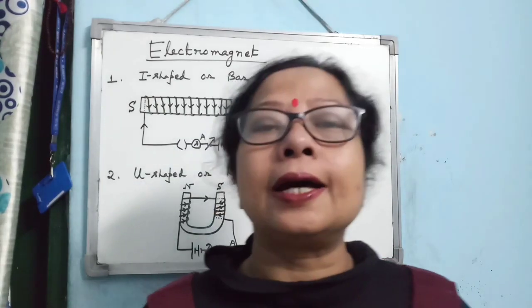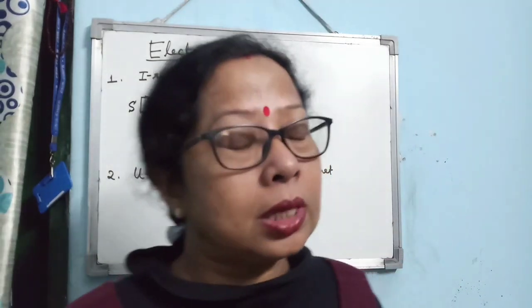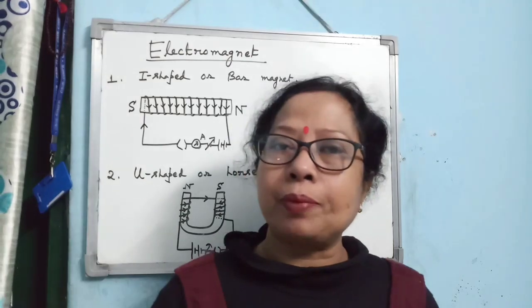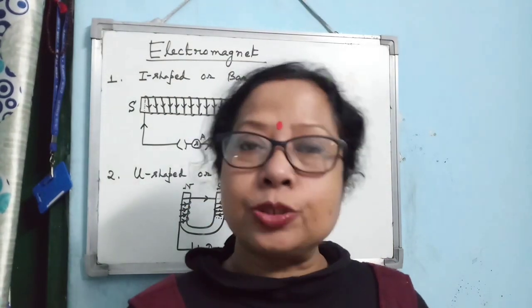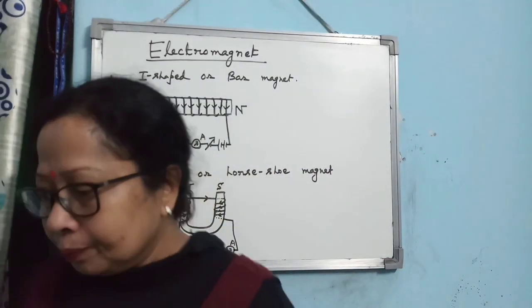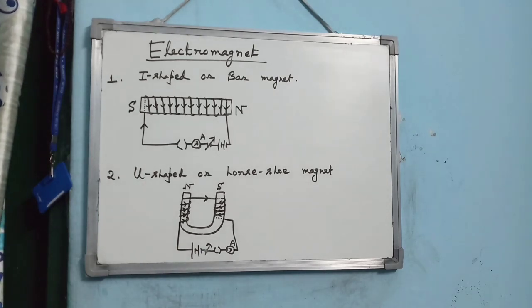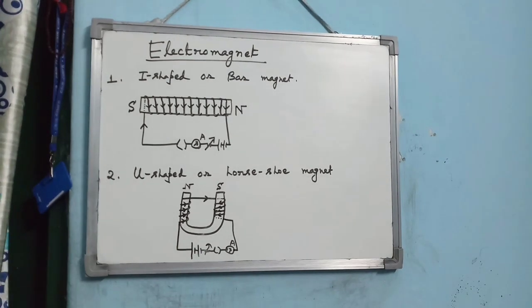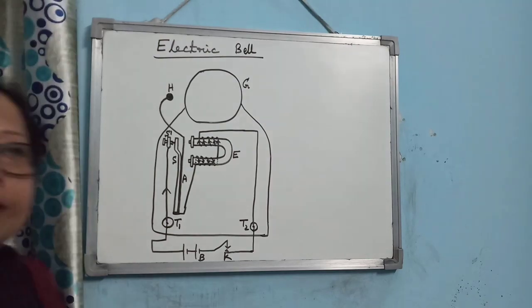Alright, so these are the 4 points of difference. These are important points that you have to learn, remember and prepare for your board exam, for the differences between an electromagnet and a bar magnet. Alright, then the next is how we use the electromagnet. An electromagnet is generally used in the electric bell. So as I said, the next one is the important use of an electromagnet in the electric bell.